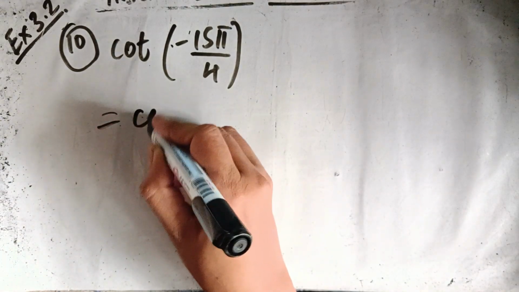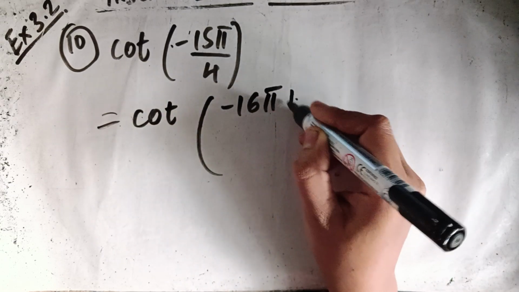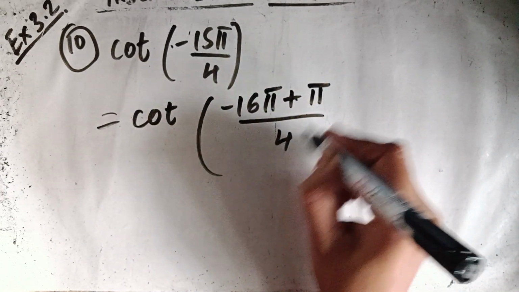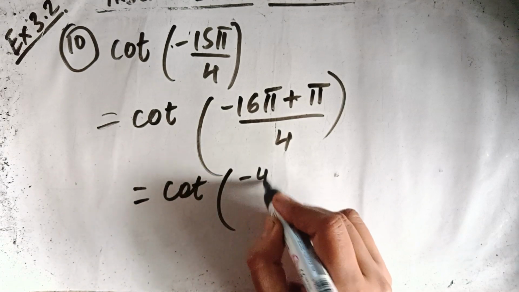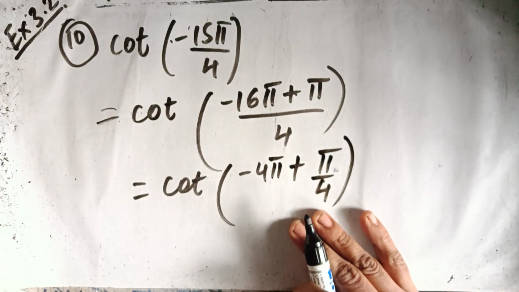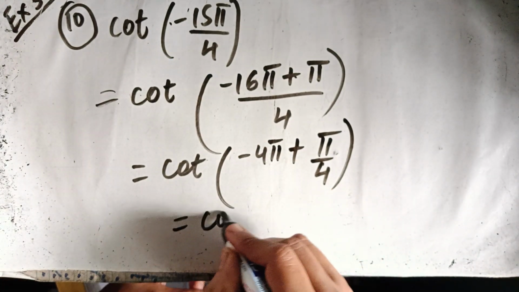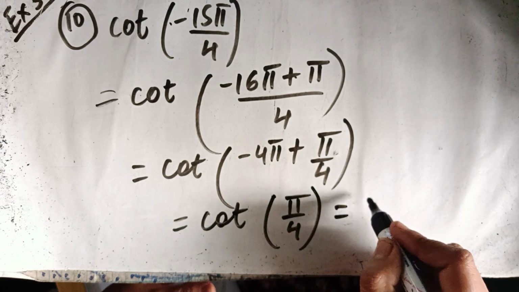Next, cot of minus 16 pi plus pi by 4. So cot of 4 pi plus pi by 4. Cot of pi by 4, which is 1.